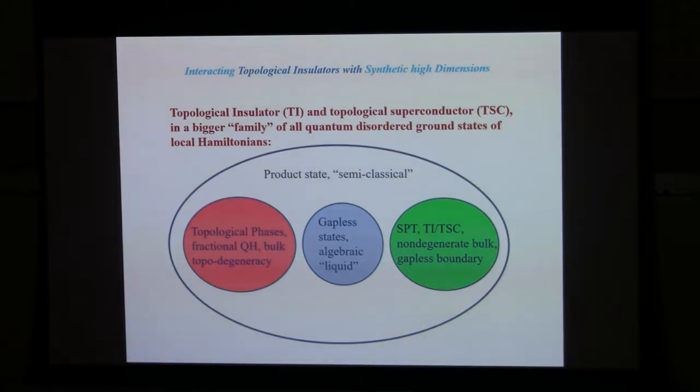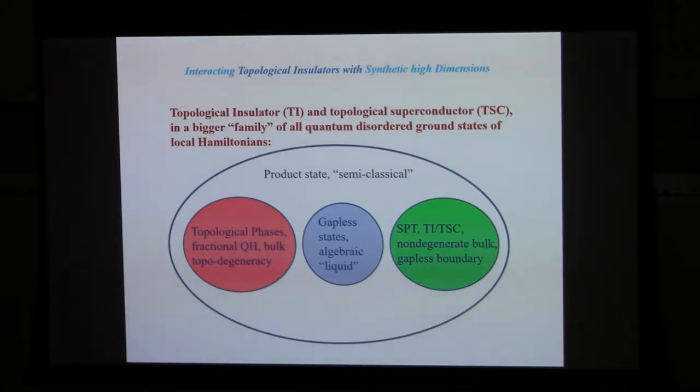This kind of wave function is called a direct product state, and it's also semi-classical, which means that there's very little quantum entanglement between different regions of space. But actually the quantum world is very, very rich. In addition to the semi-classical product state kind of quantum disordered state, there are many other states which are also ground states of a quantum many-body local Hamiltonian, but they are generically different from the product state.